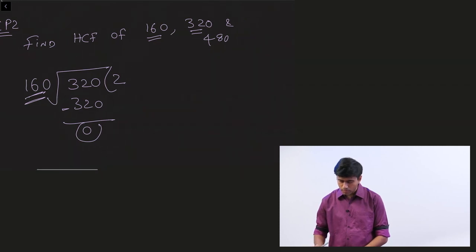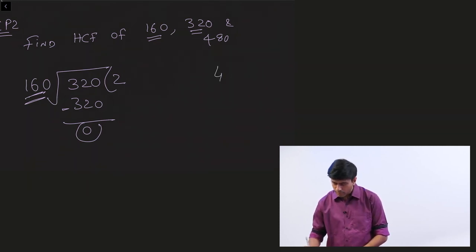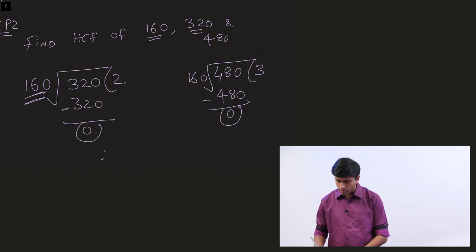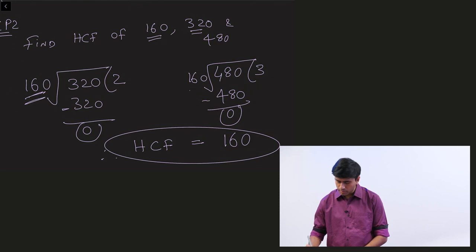Now step 2 is where you take that and divide the last number, 480, by 160. It goes 3 times, 480, remainder 0. Therefore the HCF of those three numbers is 160. This is how you get the 160, because the last divisor is 160.